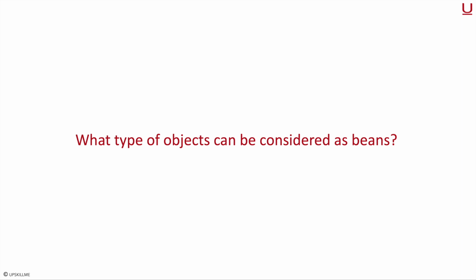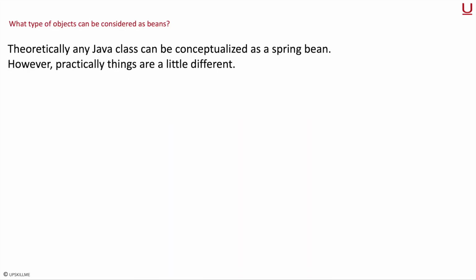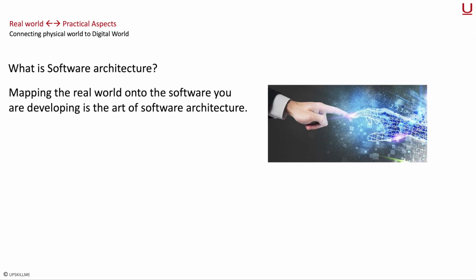First, let me talk about what kind of objects should be thought of as beans. Theoretically, any Java class can be conceptualized as Spring Bean. However, practically, things are a little different. Recall from the last video, mapping the real world onto the software you are developing is the art of software architecture. Let me elaborate on this statement to better understand this concept.